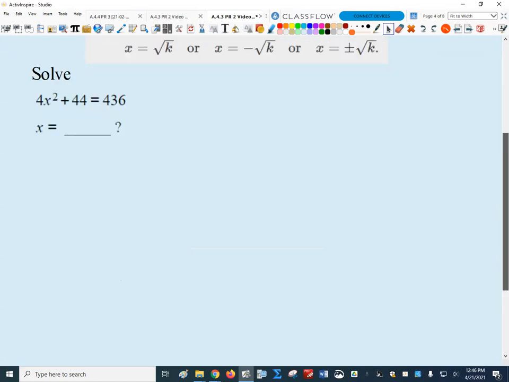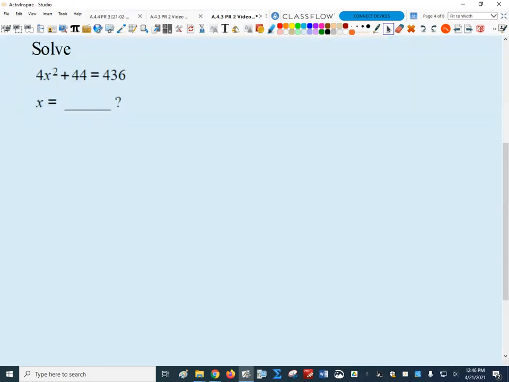So let's look at this example right here. I can point to a single x, it's right there. If I use inverse operations, what would the steps be to get that x by itself? What do I do first? Everybody agree I subtract 4 from both sides? Good, okay. So first step is going to be 4x squared equals 436 minus 4, that's 392.